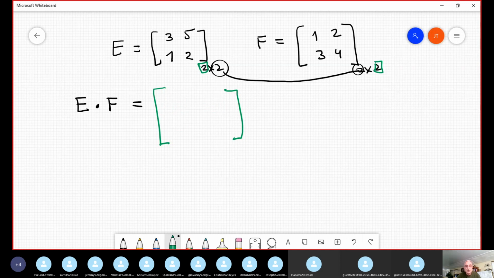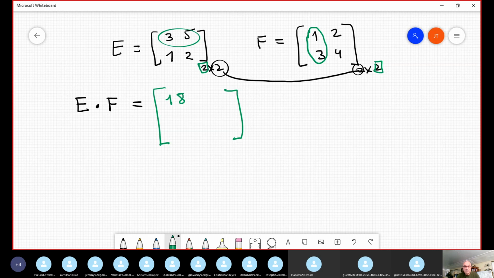You multiply, remember, this times this. Entonces, 3 plus 15. 3 times 1 is 3. 5 times 3, 15. And 3 plus 15, 18.